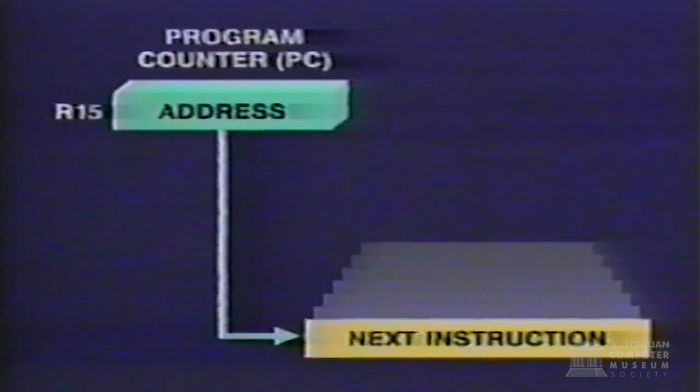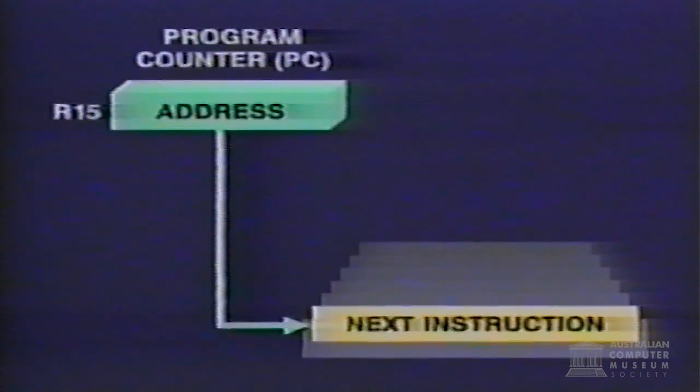Register 15 is called the program counter, or PC. It contains the address of the next instruction to be executed. Each time the CPU fetches another instruction from memory, the address in the PC is updated automatically, so it's pointing to the next instruction. So Register 15 always functions as the CPU's program counter.